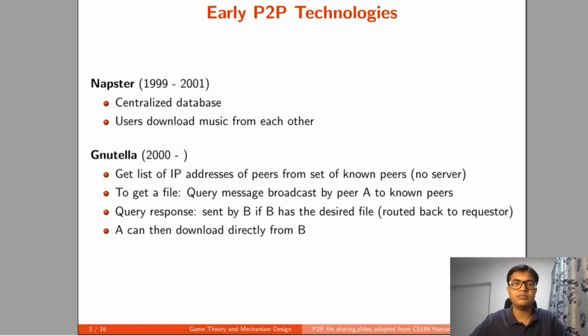And now, how does the peer-to-peer file sharing work? If a specific peer wants to get a certain file, then it broadcasts a message to its known peers, and this query will be responded to by some other user, let's say user B, if it has the desired file. A is the requester and B is the user who has that file. A can then download this file directly from B. But notice that it downloads the whole file in one go.